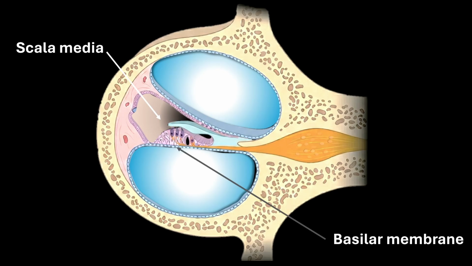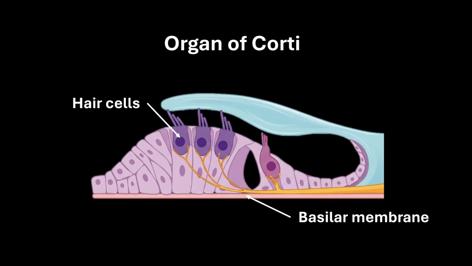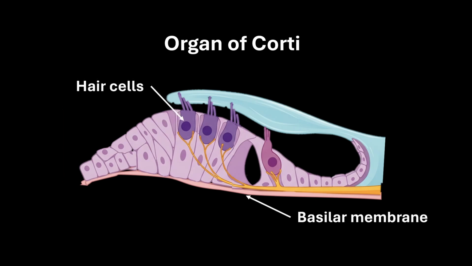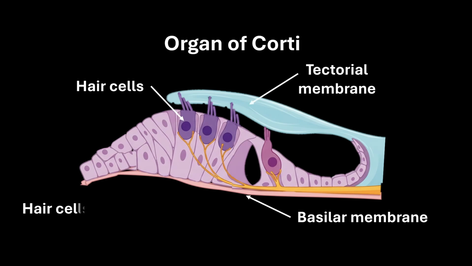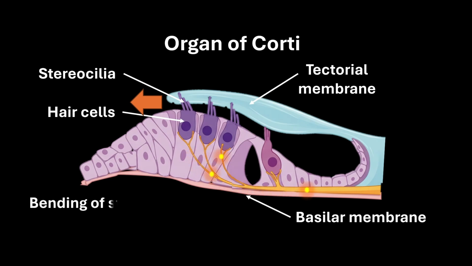resting on the basilar membrane lies the important sensory structure called the organ of Corti. Now, this organ contains specialized receptor cells known as hair cells. As the endolymph starts moving, it causes the basilar membrane to vibrate up and down. Since the organ of Corti sits on this membrane, it also moves along with it. As the basilar membrane moves up, it pushes these hair cells against the tectorial membrane. This bends the stereocilia of the hair cells.